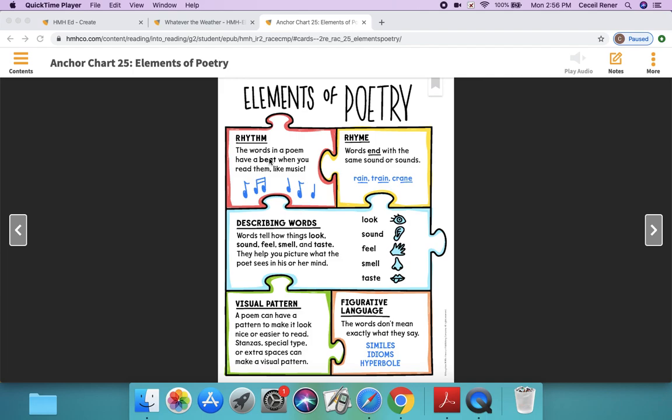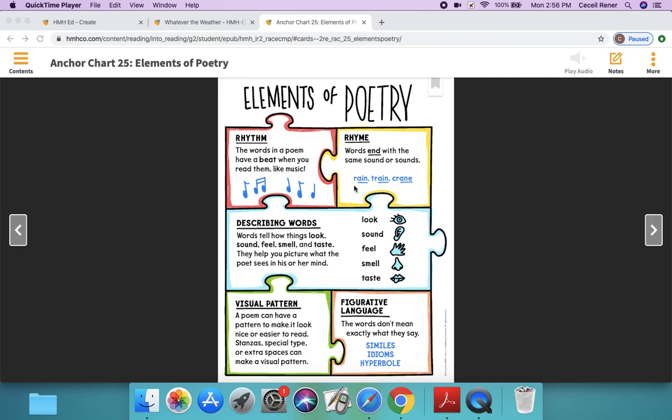First, poets use words to create a rhythm or beat that gives a poem a musical feeling. And so when we read it, we kind of have a rhythm to that poem. Now, words can also rhyme in a poem. Not all poets use rhyme, but some do. So when words rhyme, the words end with the same sound or sounds.